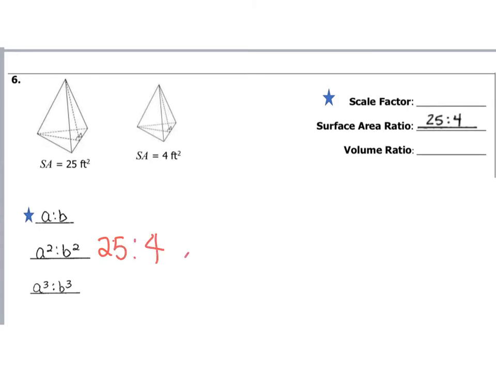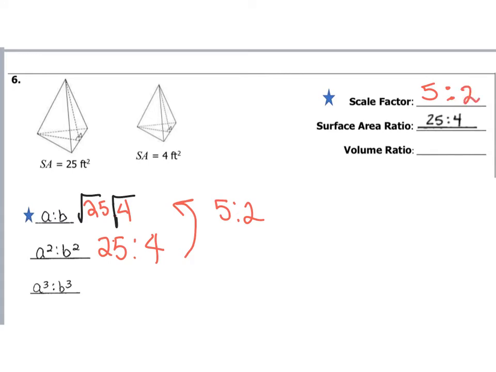Now I need to go up here. So when you do that, you are going to take the square root. You get smaller, you're going to take the square root. So we take the square root of 25 and we take the square root of 4. And so that would make our scale factor 5 to 2. Then my scale factor is 5 to 2.